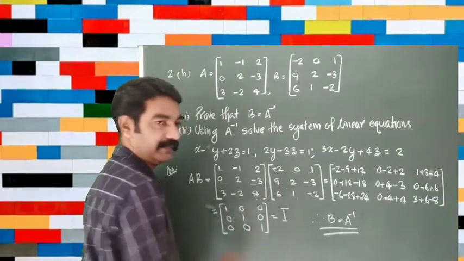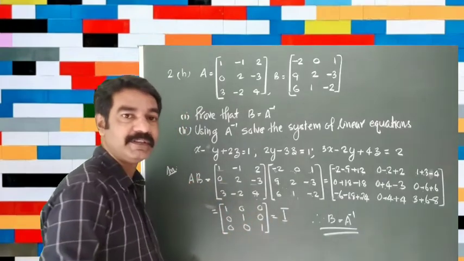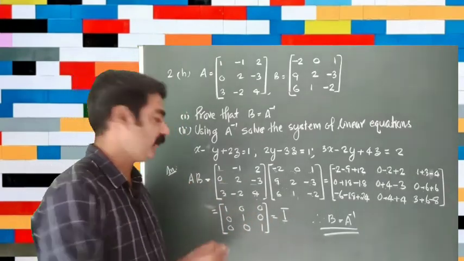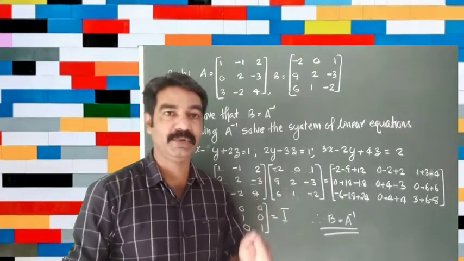So we got 1 0 0, 0 1 0, 0 0 1, which is an identity matrix. So A into B is equal to I. Similarly, we can prove that B into A is also I. So A into B is equal to B into A is equal to I.